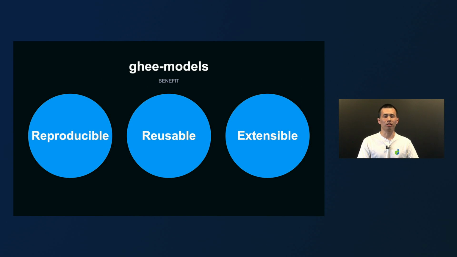Ghee models have three characteristics. First, models and model parameters can be managed centrally with MLflow, leading to high reproducibility. And by offering a highly abstract API, it is very reusable. And lastly, through machine learning task and data formatting, the pre-process, post-process, and training process can be encapsulated internally. This makes it very extensible.